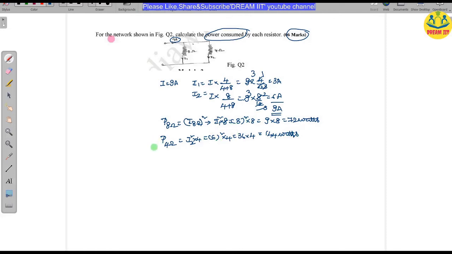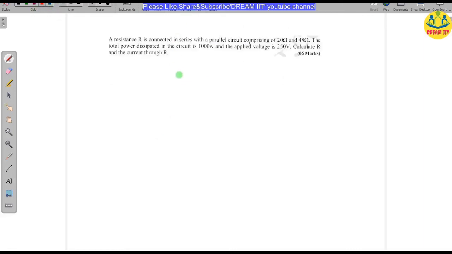That is the power consumed by each resistor. That is the question asked in the previous papers. This is given for 6 marks. So I think you are understanding how much importance is given to the current division rule. Current division rule you have to understand, very important. So these are all the latest previous question papers, I have collected them and I am solving them here. Let us move on to the next problem.